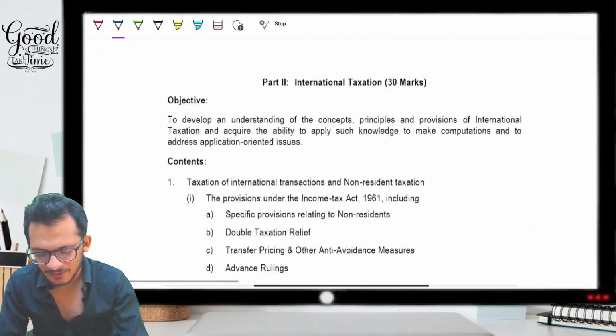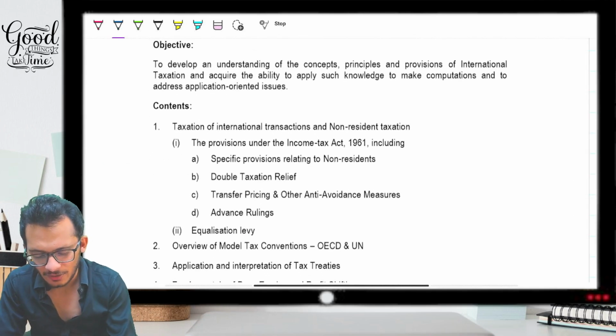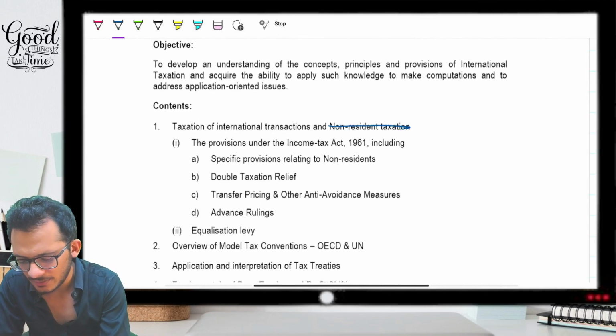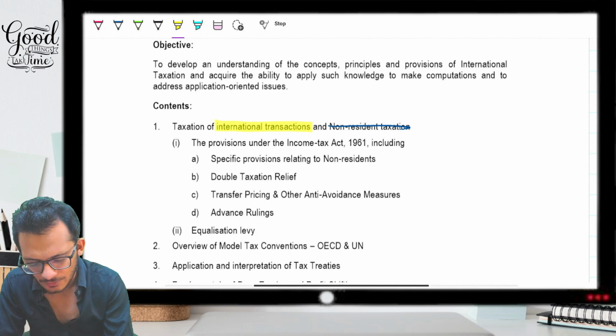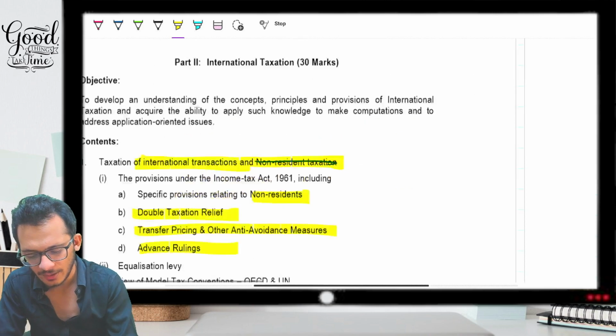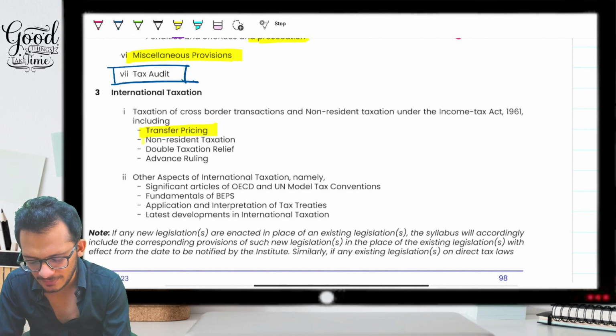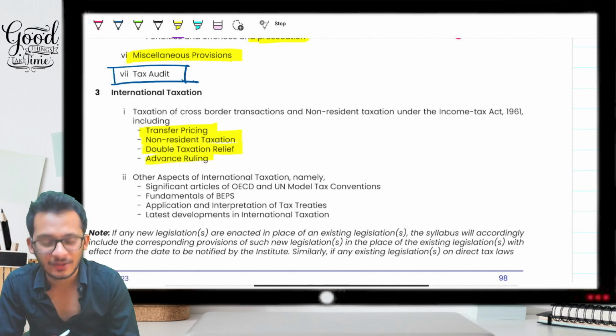Anyway, coming to this, international taxation was 30 marks in your old syllabus. We had something called non-resident taxation and international taxation. So in international taxation and non-resident, you had non-resident specific provisions, DTAA, transfer pricing, advance ruling. Coming to the right side, you have the same thing: transfer pricing, non-resident taxation, double taxation relief, and advance ruling.